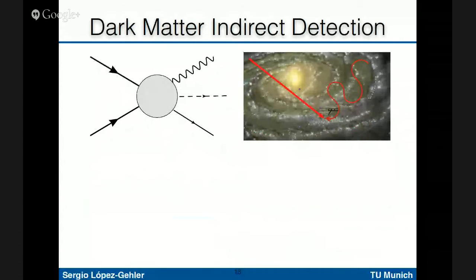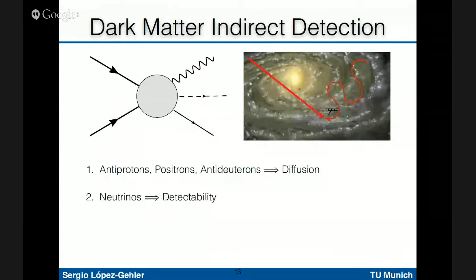So what possible targets do we have? As I said, we expect to measure some stable particles. And first, antiprotons, positrons, or antideuterons have been very popular. But the issue with these particles is that they are charged. And they get entangled in the magnetic fields of the Milky Way, and they are subject to diffusion, which presents, of course, a difficulty in pinpointing dark matter in these channels.